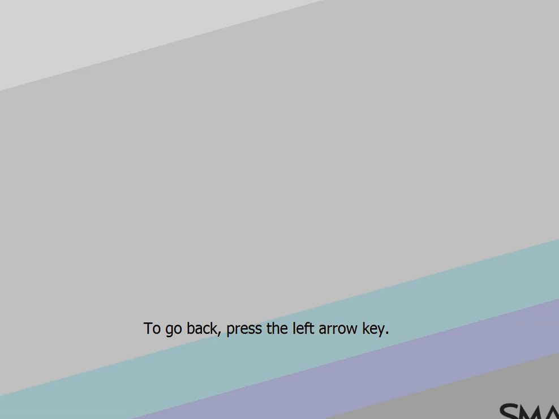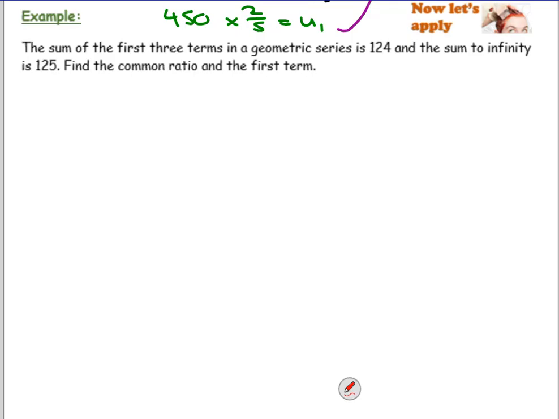So what we're going to do is write a formula for the sum of three terms, and we're going to write a formula for the sum to infinity. And then we're going to see what we can do with those two formulas. At this point, if this was me in an exam, I'd look at this and feel a bit lost. So what I'd start to do is write out any formulas I know and sub in anything I know, and then see if I can get inspiration from doing that.